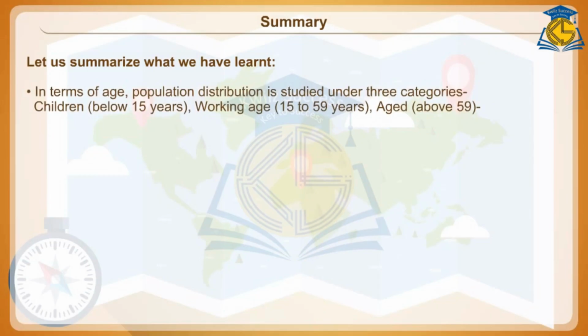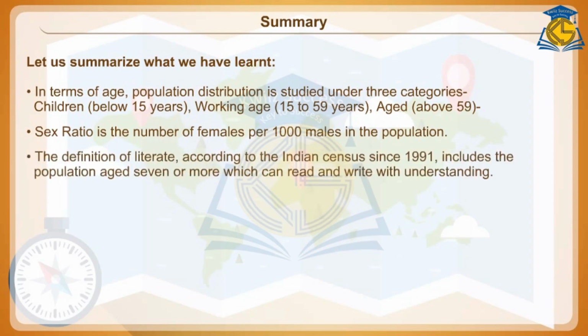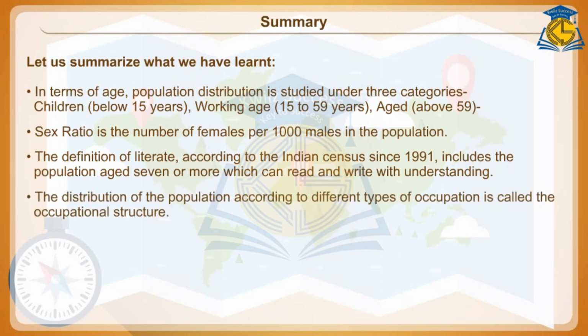In terms of age, population distribution is studied under three categories: children below 15 years, working age 15 to 59 years, aged above 59. Sex ratio is the number of females per 1,000 males in the population. The definition of literate according to the Indian census since 1991 includes the population aged 7 or more, which can read and write with understanding. The distribution of the population according to different types of occupation is called the occupational structure.